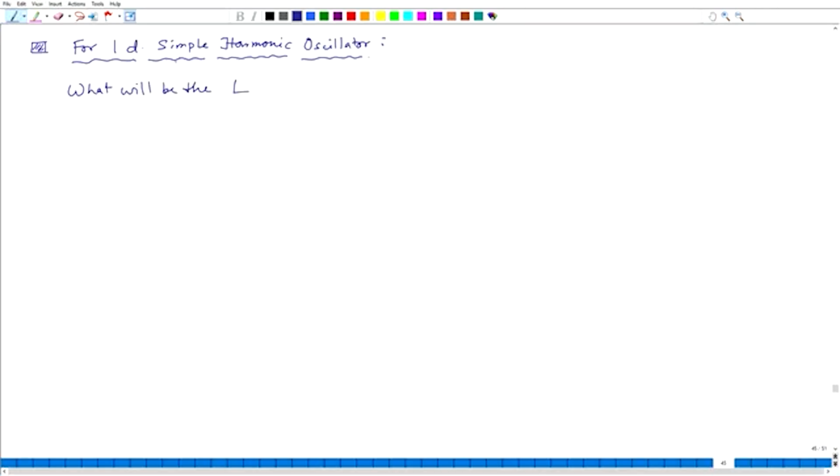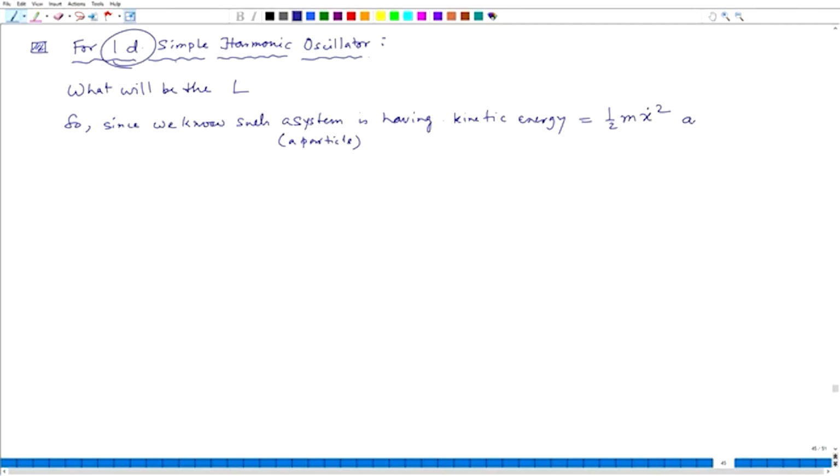L. Since we know such a system, a particle, has kinetic energy, in 1D the kinetic energy T is equal to half m x dot square, and the potential energy V is equal to half k x square.